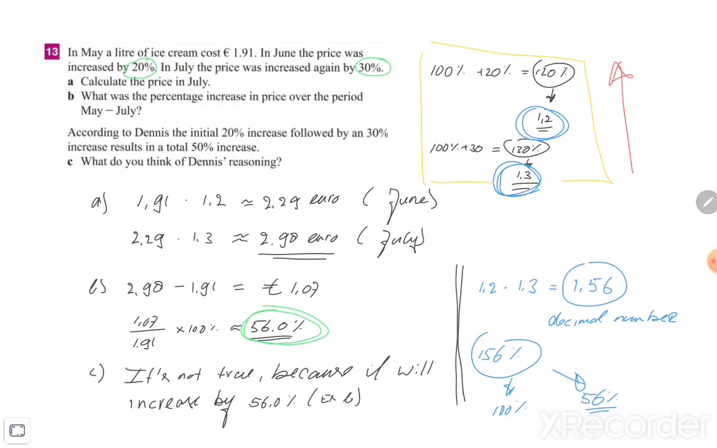So that's what you need to do in exercise C. They want to know your opinion about what Dennis tells us about his reasoning, and maybe you can combine exercise A and B to get exercise C. So that's it. Good luck with the rest of the exercises.